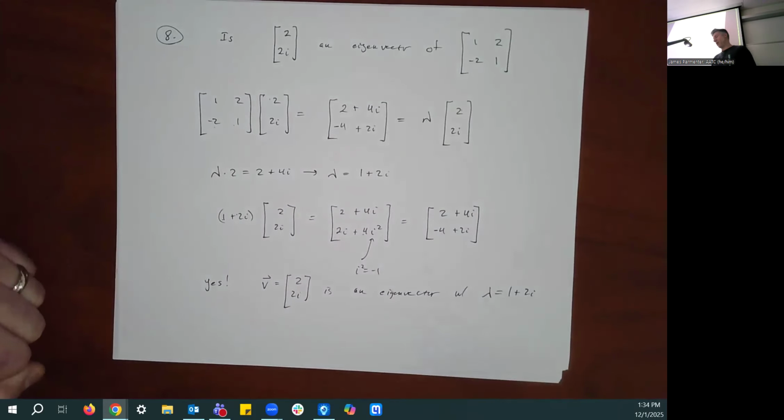I'll remind you, you're probably not going to see much, if any, of this in this class, but again, in 17C, you will certainly see complex eigenvalues. Like, for sure, without a doubt, for sure.